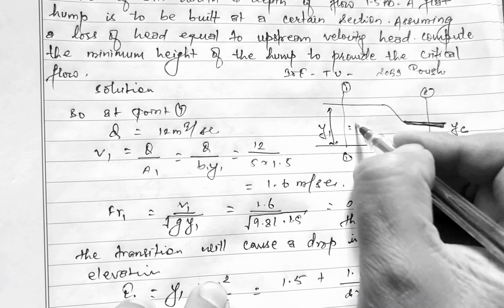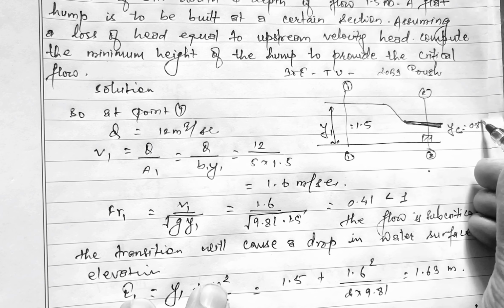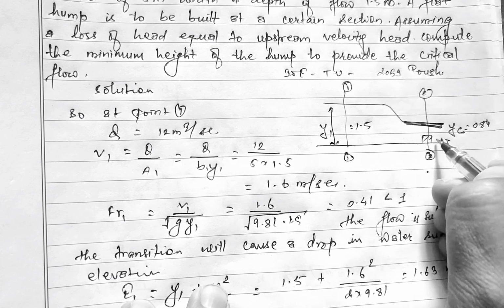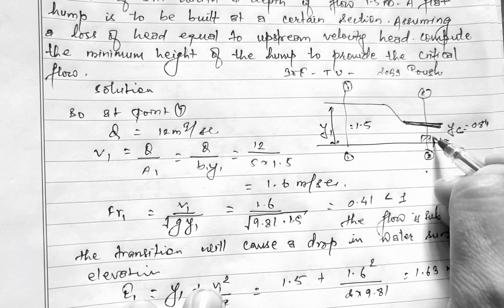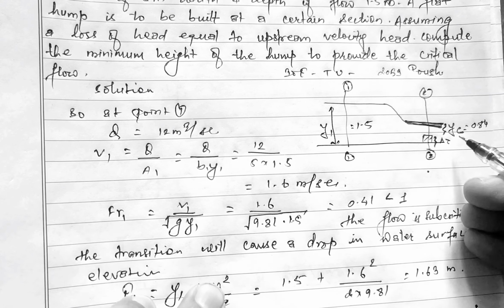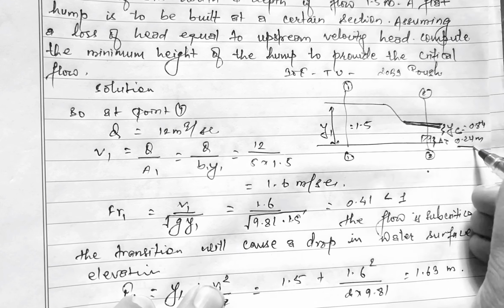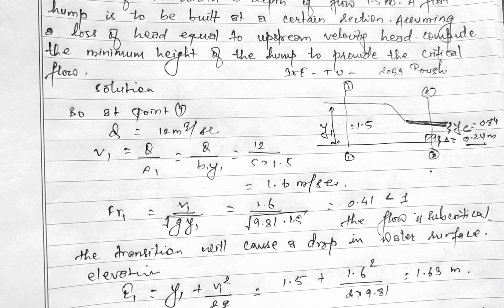That is, y1 equals 1.5, yc equals 0.84, and this is del z. This side is del z, this side is yc, and the value of del z is 0.24 meter, which is the final answer.